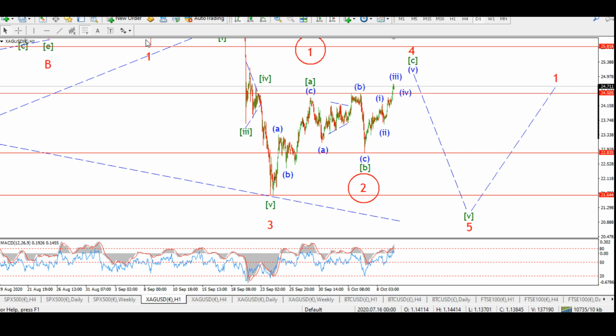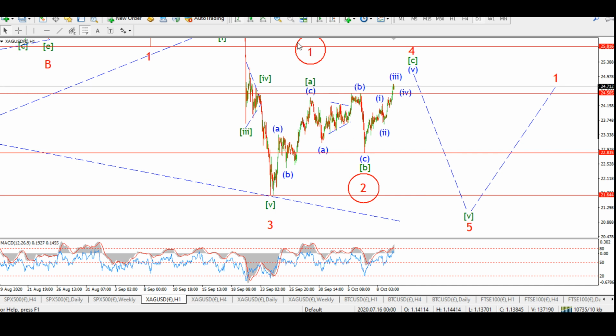In wave 4, I don't want to see the market push above $26, so that's $25.80. It doesn't look like we're going to get there right now, but I still think this is a combination or a complex correction in wave 4, and we will yield again to a decline in wave 5 of 5 over the next week or so.